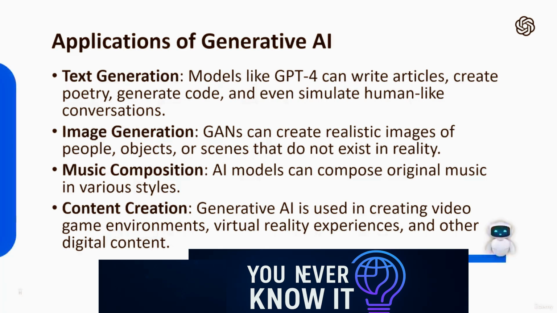Image generation. GANs can create realistic images of people, objects, and scenes that do not exist in reality, meaning virtual. Music composition. AI models can compose original music in various styles, depending on the inputs you give. Content creation. Generative AI is used to create video game environments, virtual reality experiences, and other digital content, however you need to create using these AI tools.